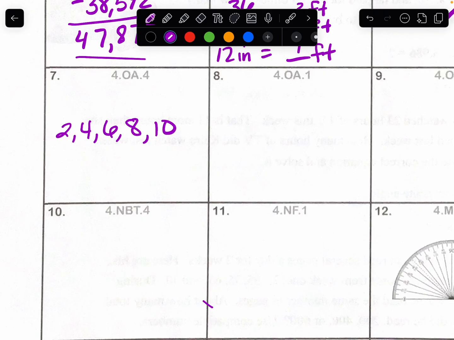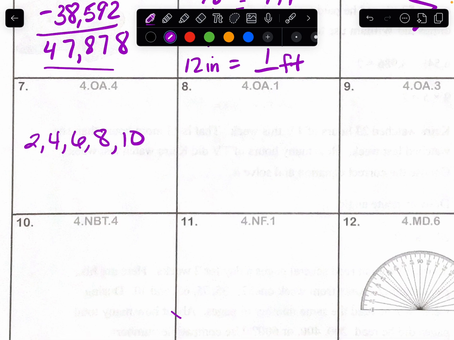Number 8, Tanya received 5 times as many votes as Steve. Okay, Steve received 6 votes. How many votes did Tanya receive? All right, that's basic multiplication, and this would be 30 votes.